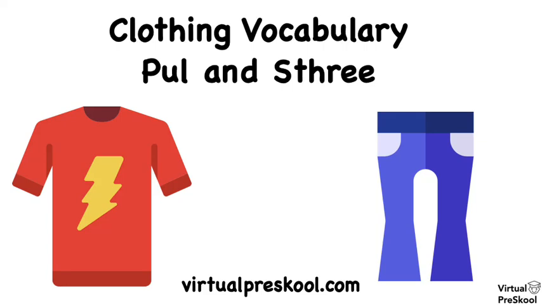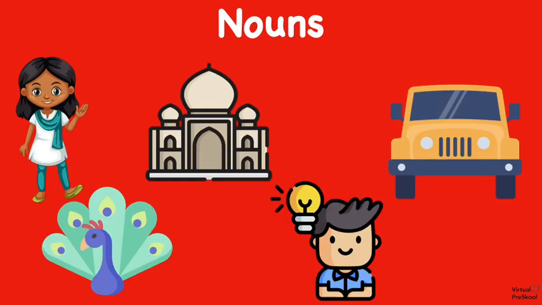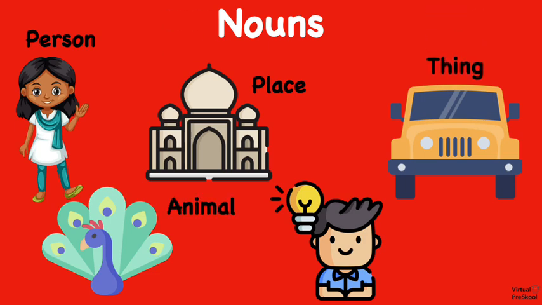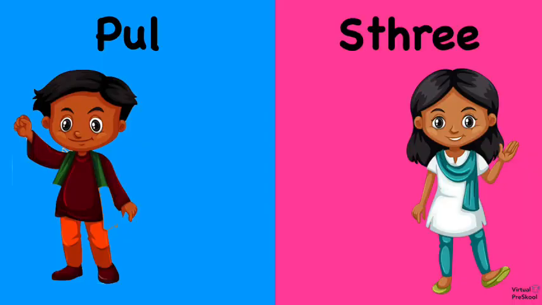In this video, we are going to review clothing and accessories vocabulary and determine whether the clothing item is a pull noun or a stri noun. Before we dive in, let's do a quick review about what a noun is. A noun is a person, place, thing, animal, or an idea. There are nouns all around us.